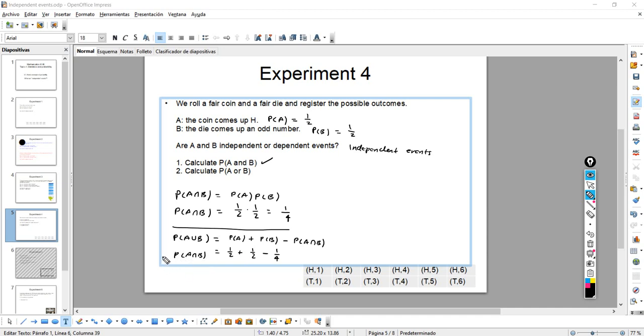And so basically that leads me to say that the probability of A or B, I'm sorry, I got confused here. Probability of A or B is going to be equal to 1 minus 1/4, which is 3/4. So there you go. This is the probability of A or B, 3/4, and this is the probability of A and B, 1/4. And that solves the experiment number 4.